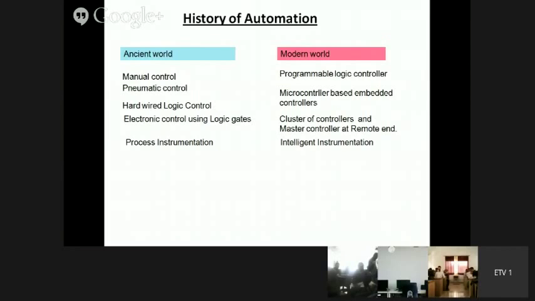In the ancient world, we have manual control, pneumatic control, hardware logic control, electronic control using logic gates, process instrumentation, etc. But in modern control, which is nothing but automation, we have programmable logic controllers, microcontroller based embedded controllers, clusters of controllers, master controllers at remote locations, and intelligent instrumentation. This is in a nutshell the history of automation.